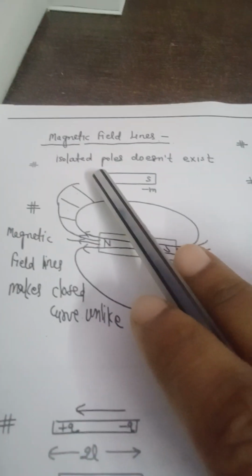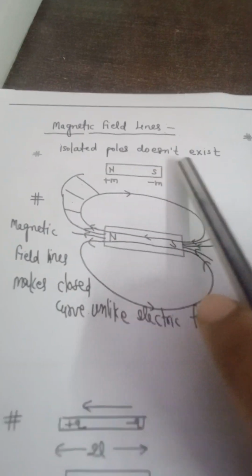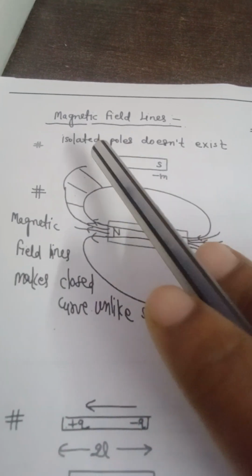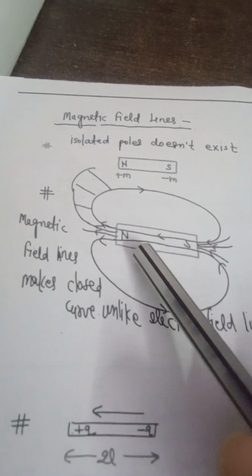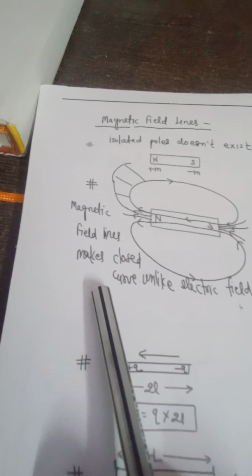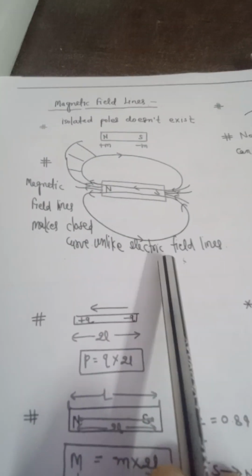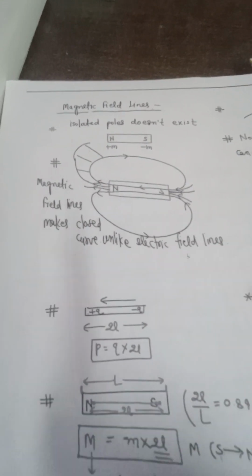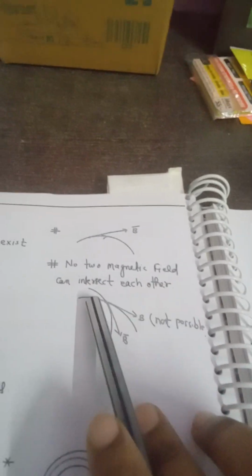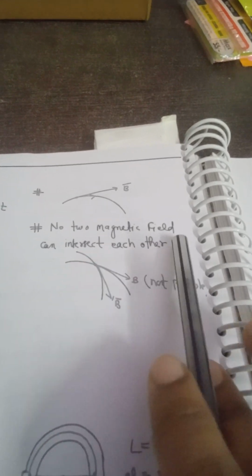Magnetic field line. So an isolated pole does not exist. M N S plus M minus N S. So here you can watch, magnetic field lines make closed curves unlike electric field lines. No two magnetic field lines can intersect each other, so it is not possible.